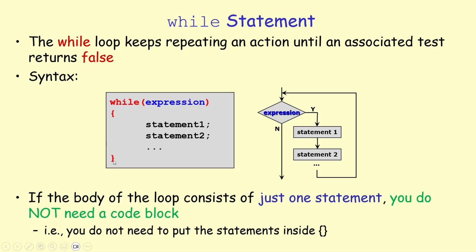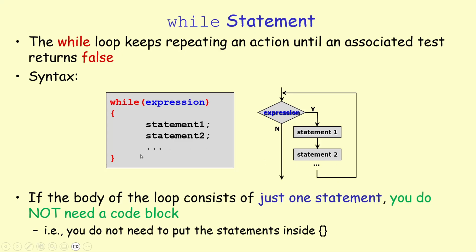And when we reach the end of the code block, we come back to the beginning of the while loop and evaluate the expression again. As long as the expression is true, we execute the body of the while loop. When the expression becomes false, the while loop terminates and we continue with the next statement after the while loop. And here is the flowchart for it. So we come in, this is our decision point. We evaluate the expression. If the expression is true, we get into the body of the while loop. We execute all statements in there in the body.